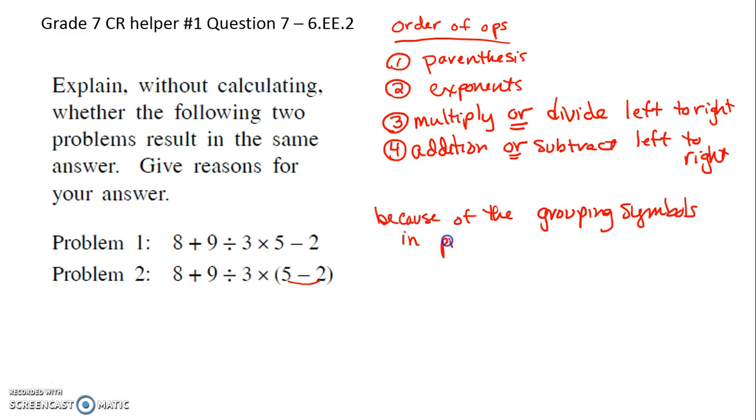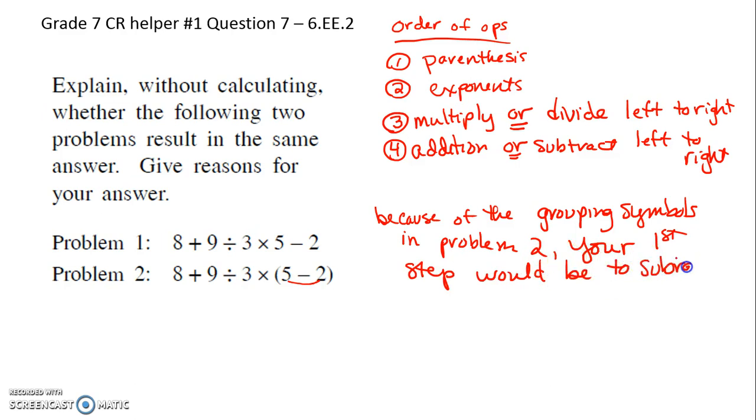So because of the grouping symbols, in problem 2, your first step would be to subtract 2 from 5, the 5 minus 2, okay? And in the first problem, that 5 minus 2 comes in the last step. So we do them in a different order. So it says, explain without calculating whether the following 2 problems result in the same answer. Give reasons for your answer. Okay. All right. No, they will not.